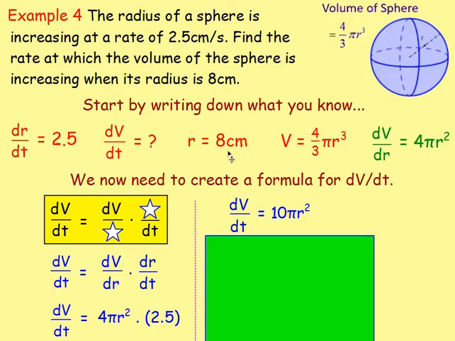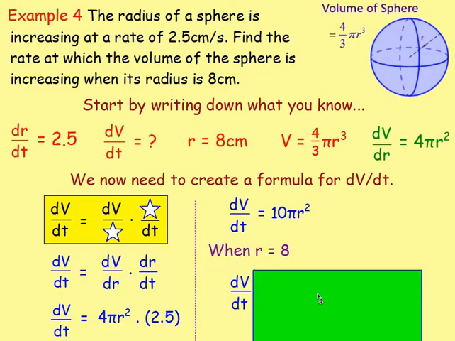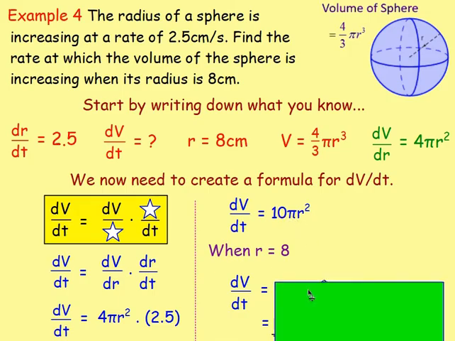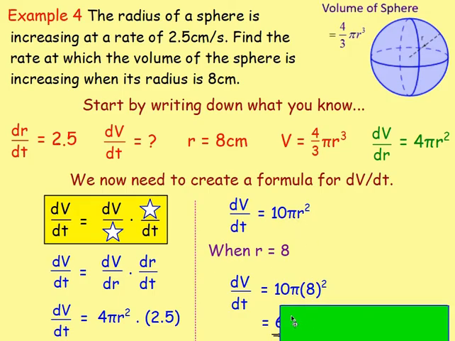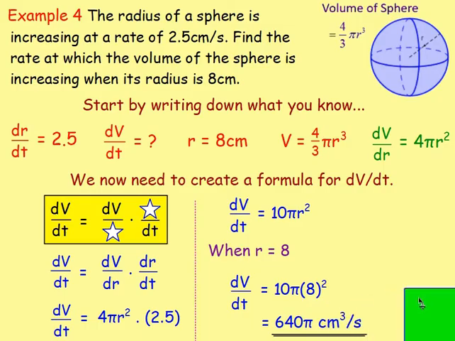We know the radius is 8 and it's asking us for the rate of change of the volume when the radius is 8. So because r is 8, you can swap that in. So we'd have 10 times pi times 8 squared, which works out to be 640 pi. And again, just remember your units, because it's talking about volume, it'll be cubic centimeters, and because it's changing with respect to time, it's going to be per second. So your answer, 640 pi cubic centimeters per second. Woo! Well done.